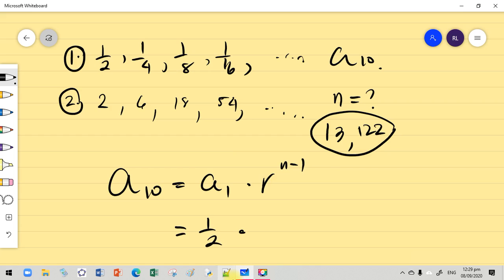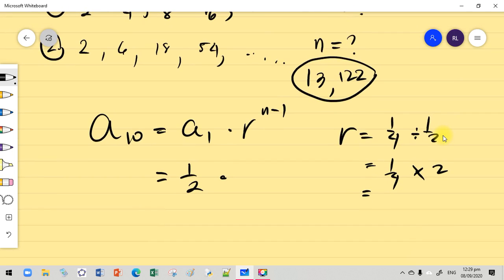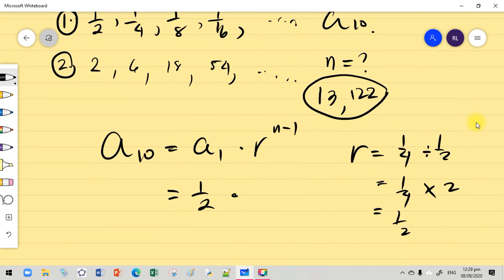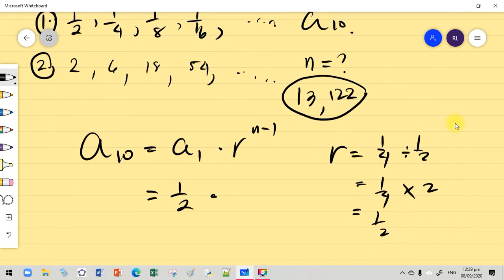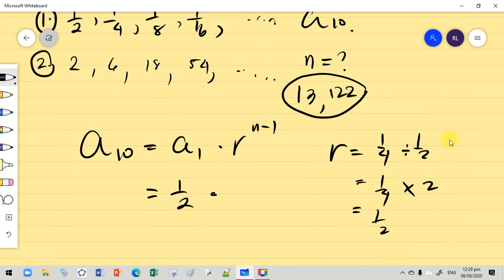How do we get our r? Again, to get r, I will just consider one term, which is easy for you, divided by the previous term. Let's take a look at 1/4 divided by 1/2. So we can say r is 1/4 divided by 1/2. That is 1/4 times 2, which gives 1/2. It's like saying how many 1/2 are there in 1/4, so there are half.